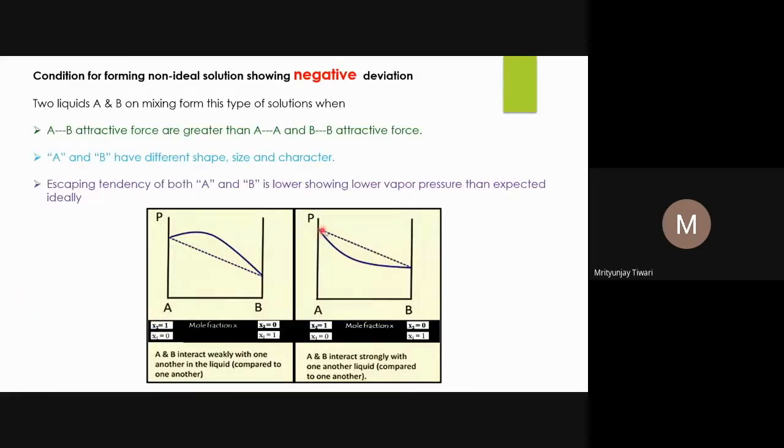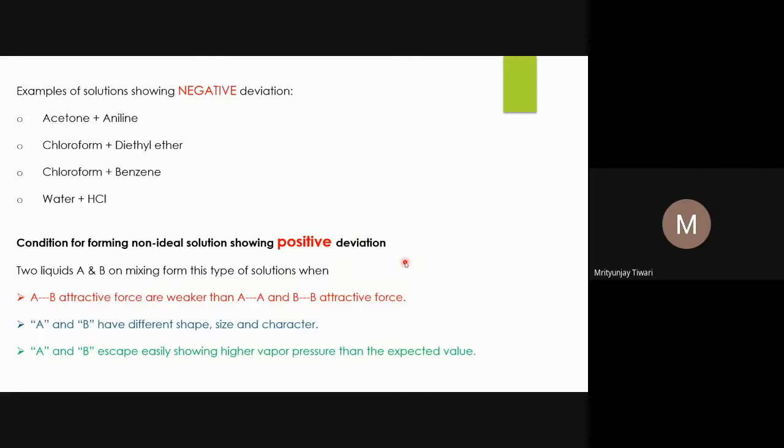So this is the ideal behavior that we know. According to Raoult's law, it should be a straight line. But what we see is that the vapor pressure is less than the vapor pressure we would have ideally obtained from Raoult's law, and this is called the negative deviation from Raoult's law.